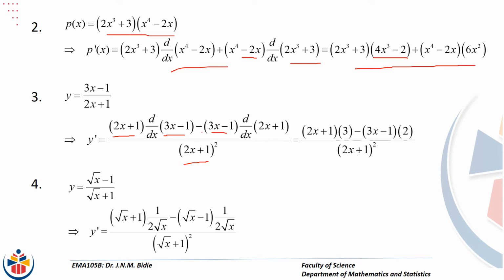Once again, we use the quotient rule for number 4. Denominator up first, times the derivative of the numerator. Derivative of square root of x is 1 over 2 square root of x, minus the derivative of 1, which is 0, minus the numerator times the derivative of the denominator. All of this is divided by the denominator squared. You may simplify based on what the instruction has told you.